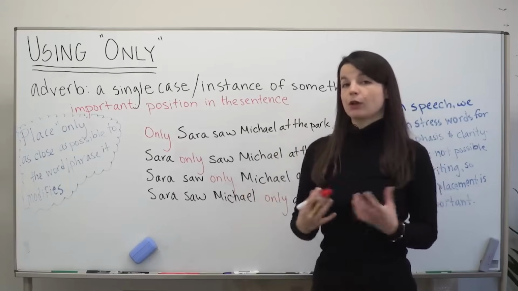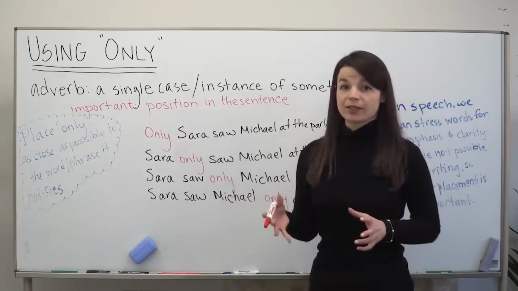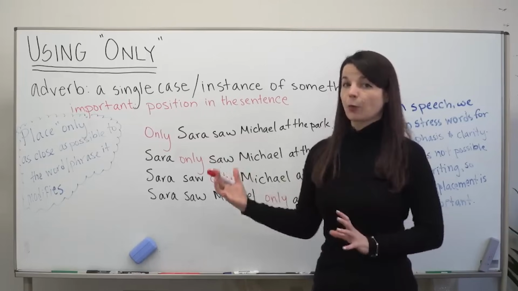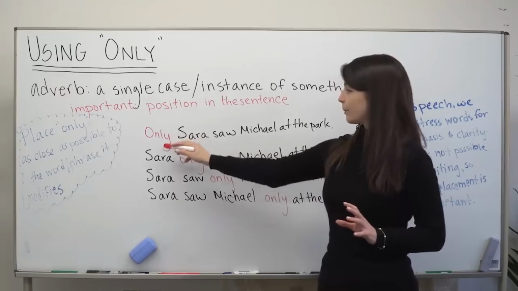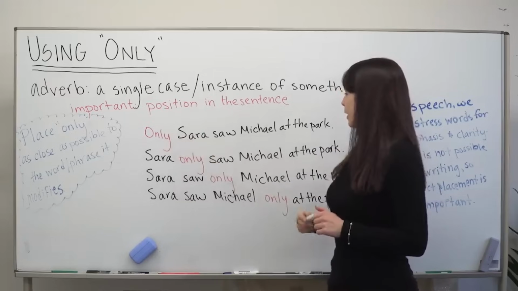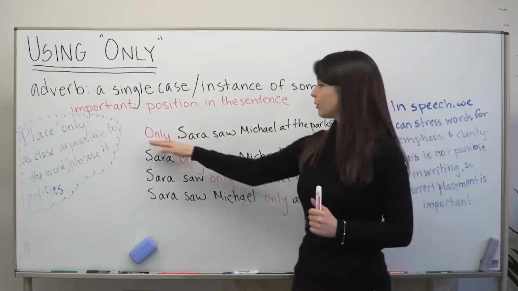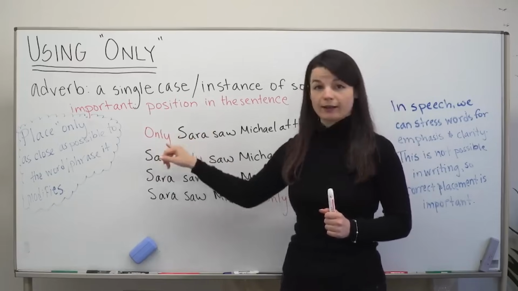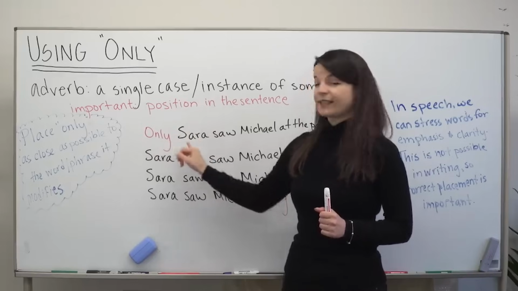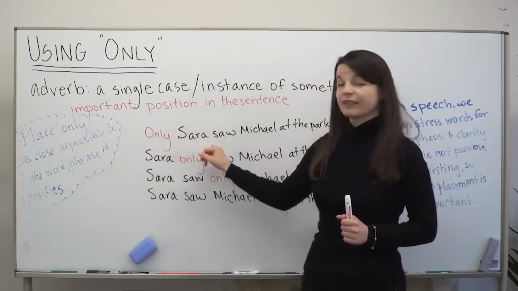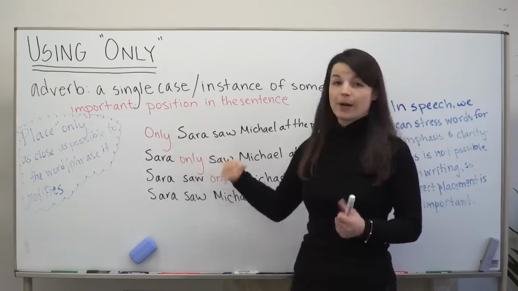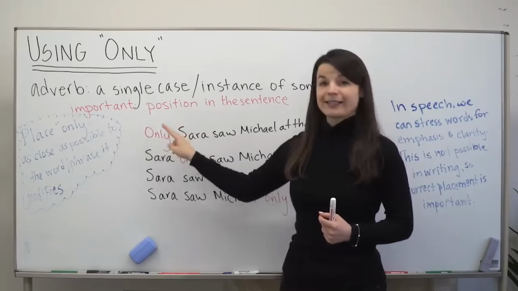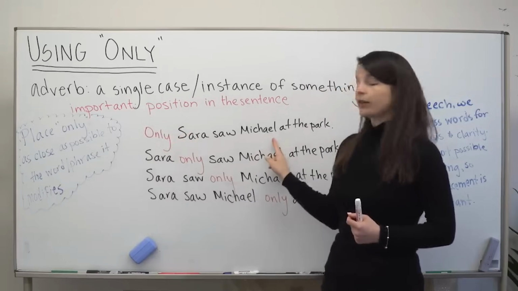But I'm going to use the word only here in a few different positions to show how much it can change the meaning of the sentence depending on where we place it. So the first example here I have is only Sarah saw Michael at the park. Here the word only comes before Sarah, so that means that these two words are connected. Only is modifying Sarah in this case. This sentence therefore means that Sarah, perhaps in a group of people or with somebody else, Sarah was the only person, the single person who saw Michael at the park.